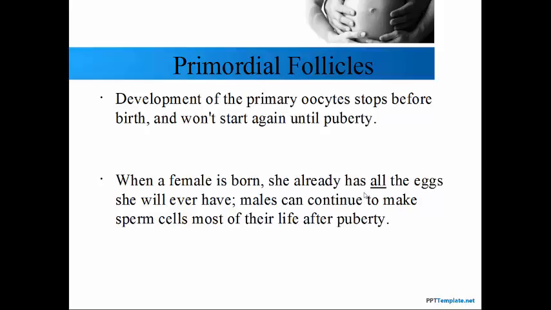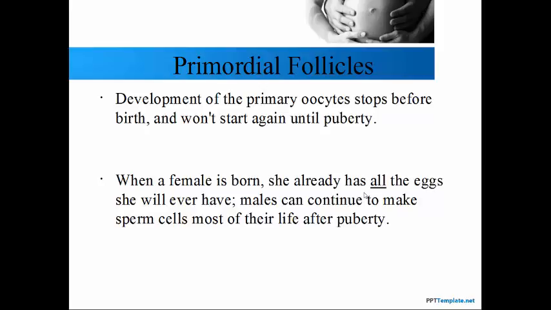And one thing that people don't tend to realize, a male can make sperm cells throughout most of their adult life, well into their 60s and 70s. But for females, females are born with all the eggs that they will ever have. So there's no way to increase that number.